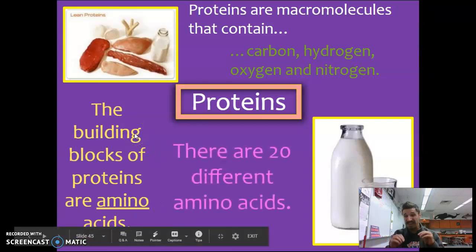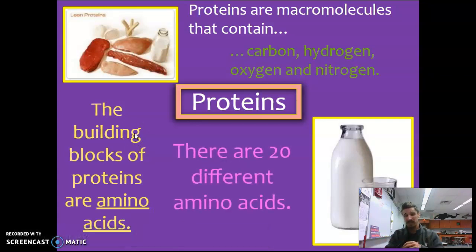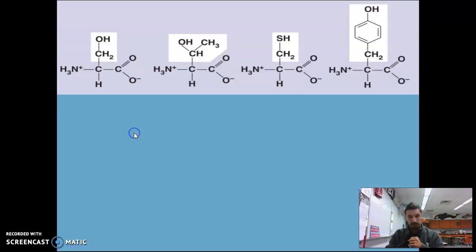There are over 20 different types of amino acids. These amino acids are different in their chemical makeup. The atoms that make up these amino acids are a little different. So, at the top of the screen here, I have 4 different amino acids. Okay, and we're going to break them down, and I promise they are way, way, way simpler than they first appear right now.